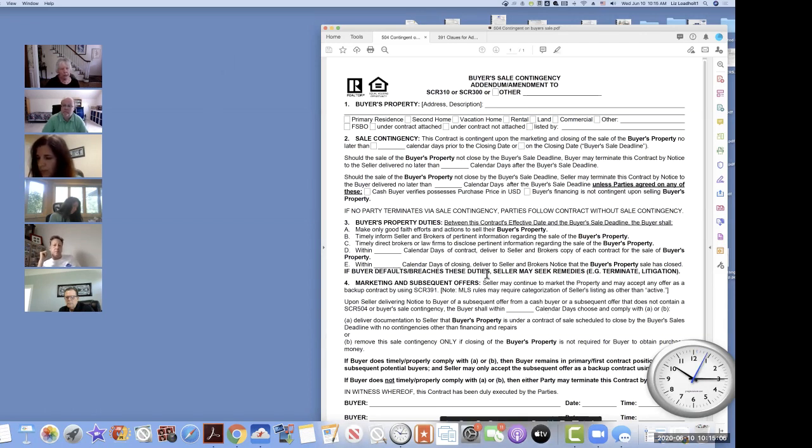So you need to point this out to your buyer. This number 3 is important and not anything to be skipped over when you're talking to the buyer and explaining this. They have responsibilities under this form.